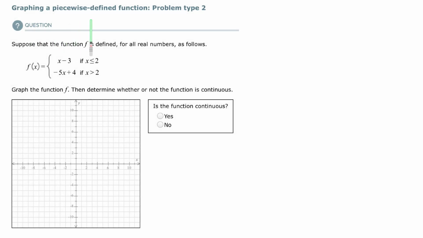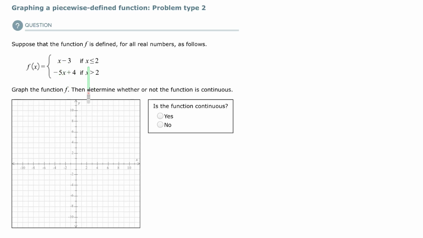Graphing a piecewise defined function, problem type 2. Suppose that the function f is defined for all real numbers as follows. The function f of x is in two pieces. The first piece is x minus 3, given the domain x is less than or equal to 2. The second piece of the function is negative 5x plus 4, given the domain x greater than 2.